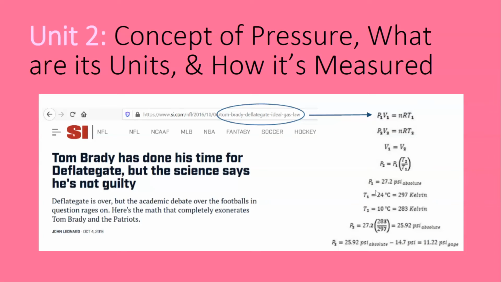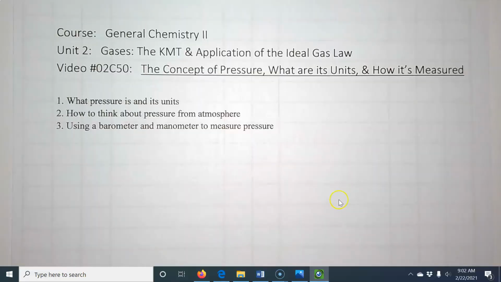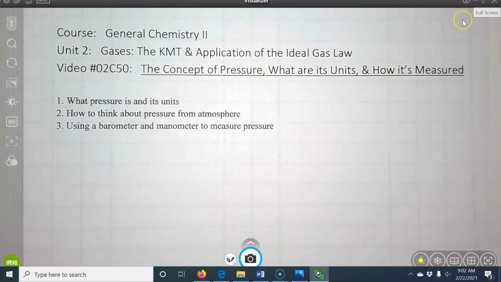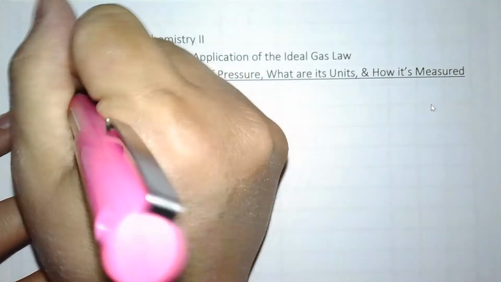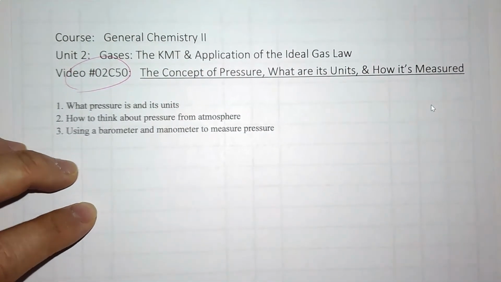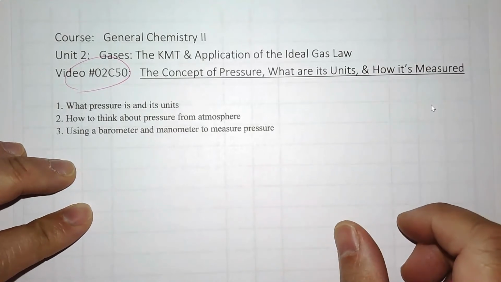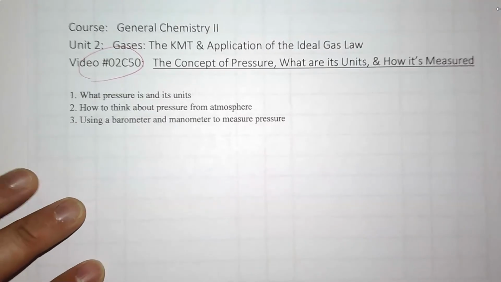Hi, I want to continue our discussion on gases by looking at pressure. What are the units, how it's measured, etc. There are three topics that I want to cover: what pressure is and its units, how to think about pressure from the atmosphere, and using instruments like barometers and manometers to measure pressure. Let's take the first one, what pressure is and its units.